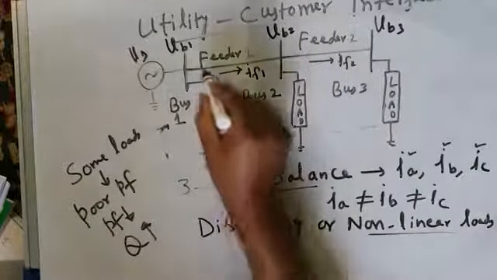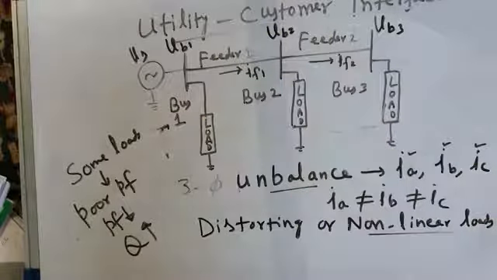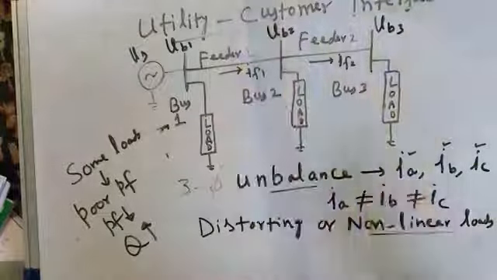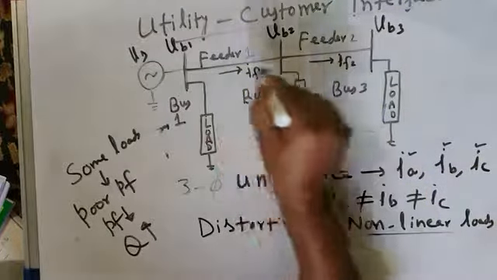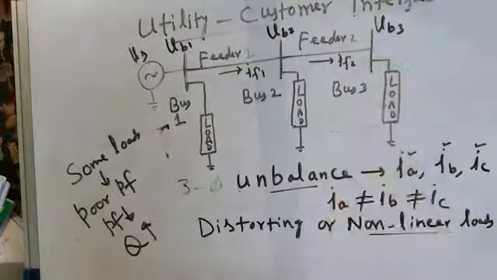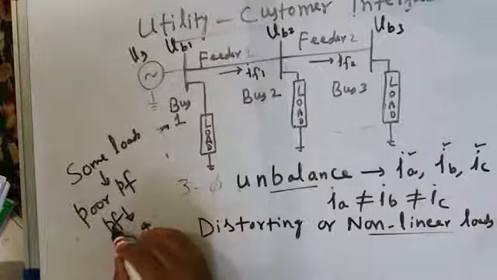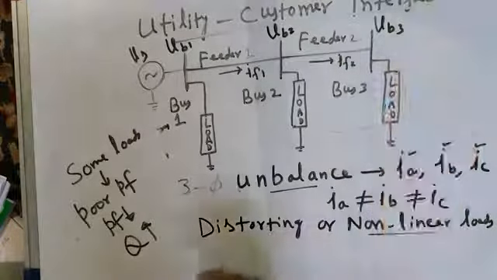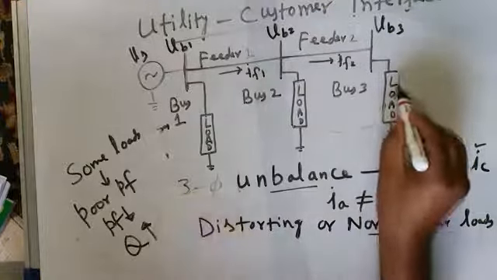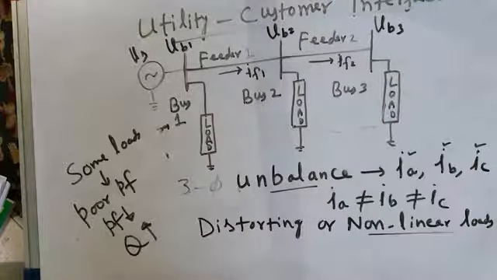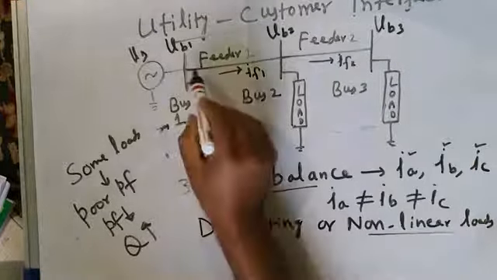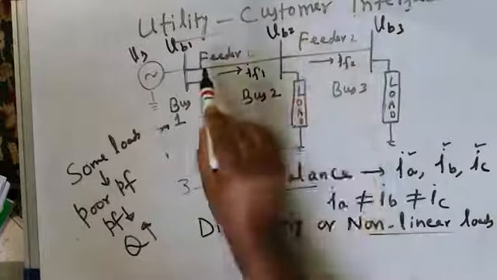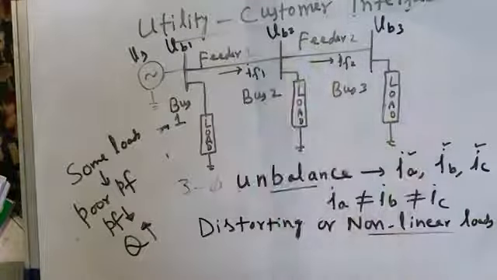Because what type of currents are flowing on the feeders? It is not only the active component of current which is flowing, it is the reactive component of current also. And because of poor power factor of some of the loads, say at bus 3, the reactive power drawn by some loads at bus 3 is very large. So that means these buses, in addition to active power, are carrying a large amount of reactive power also.